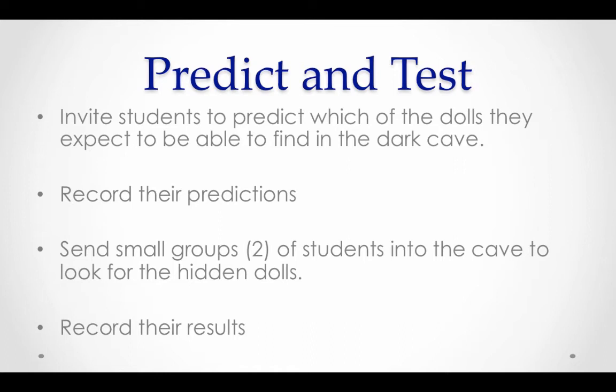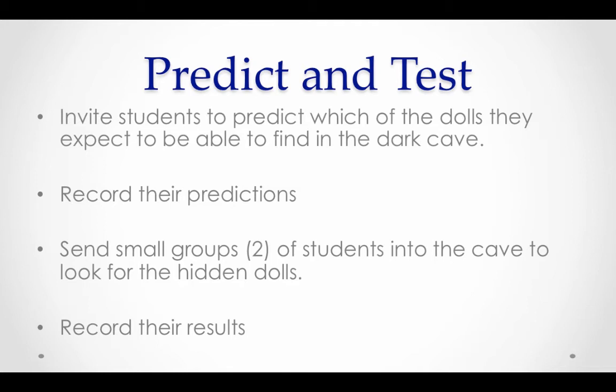And once everybody's made a prediction and that prediction has been recorded, you can send the kids into the cave in 1s or 2s, again, making sure to close it up and make it very, very dark, and have them go in and actually look, see if they can find the dolls. And when they come out, record what happens. They won't be able to find the dolls because it's completely dark. Some of them will be completely surprised by this.